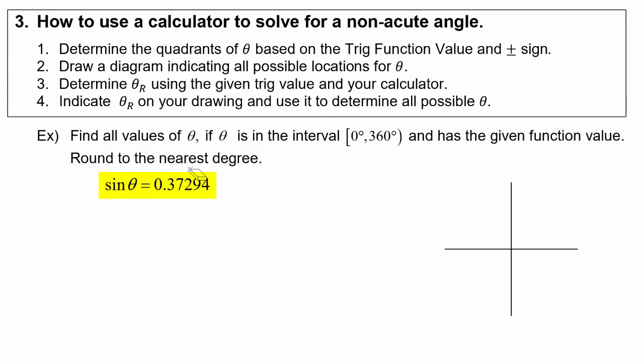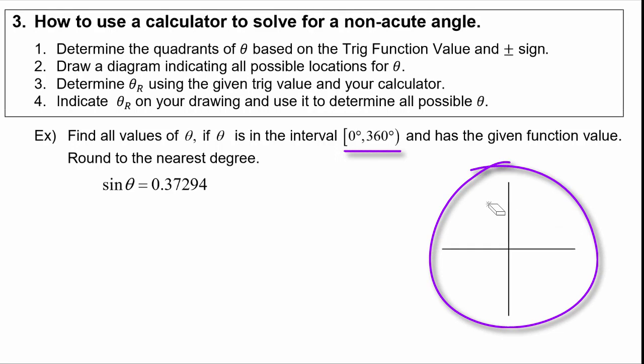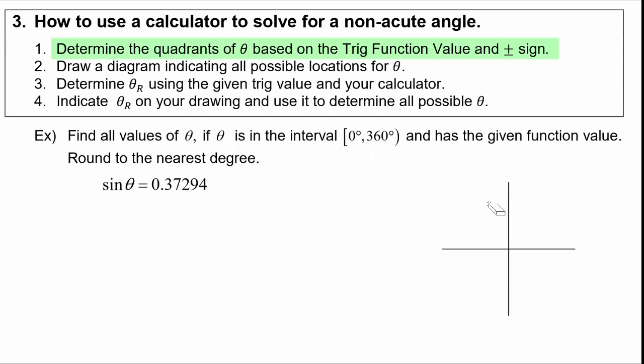In this case, we see that the sine of theta is 0.37294. Now, because we're solving on the interval from 0 to 360 degrees, that means theta could live in any of the 4 quadrants. Okay, step 1. Determine the quadrants of theta based on the trig function value and the positive or negative sign.